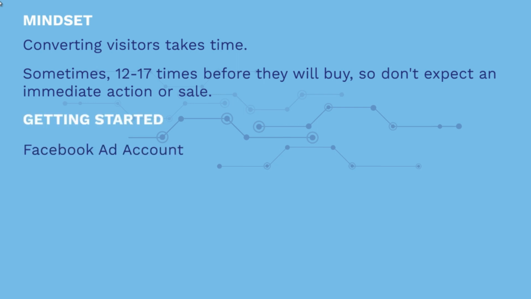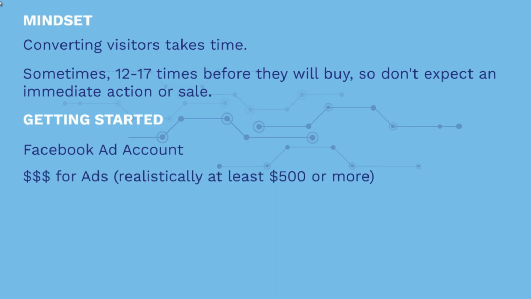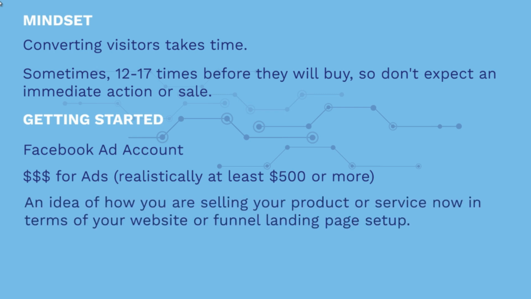Now, to get started, you're going to need these things. You're going to need to have a Facebook ad account. And in doing so, you'll also need to have a Facebook business account. You can go to business.facebook.com to get access to a Facebook business account. Having a business account is separate from the Facebook ad account. You'll obviously need money for ads, realistically at least $500 or more. This is not free by any means, but it's a great way to test things and find results right away.